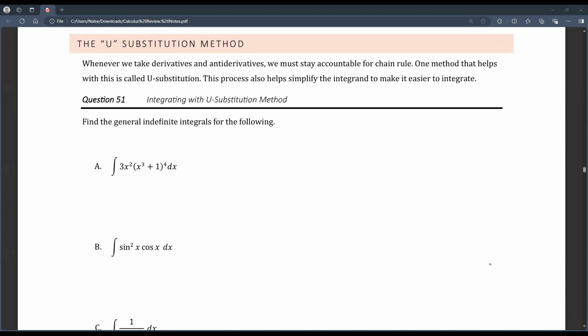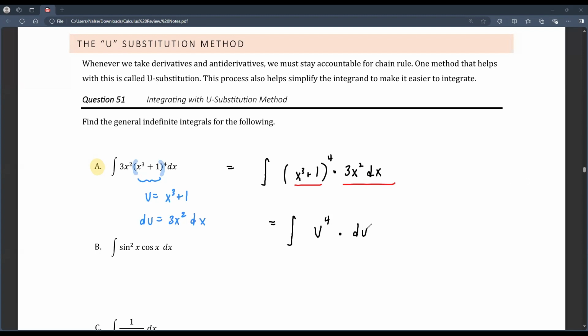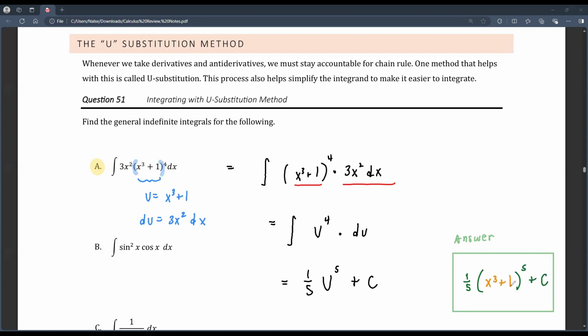The u-substitution method can be used to simplify an integrand with a change of variable. It also helps us stay accountable for the chain rule aspect of derivatives and antiderivatives. In question 51, we can say that u equals x cubed plus 1. Its derivative, du, equals 3x squared dx. We can now replace the longer expressions of x with u and du where appropriate. As a result, the integrand becomes u to the fourth power, and this can be integrated with the power rule. The final answer is 1/5 times (x cubed plus 1) raised to the fifth power, plus C.